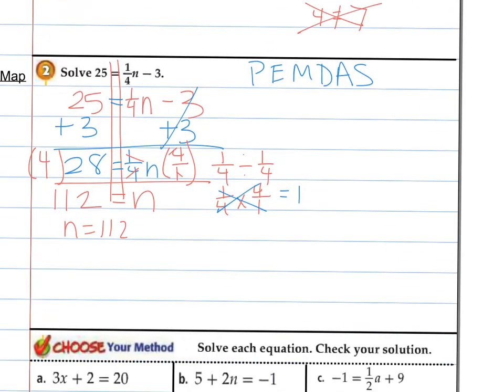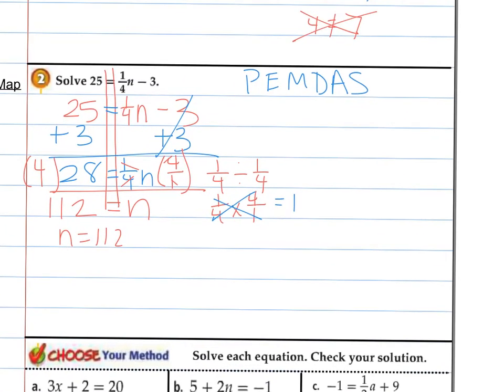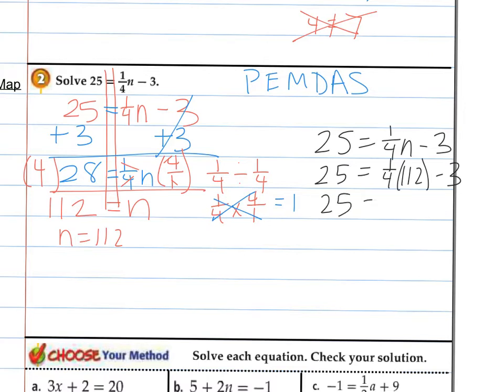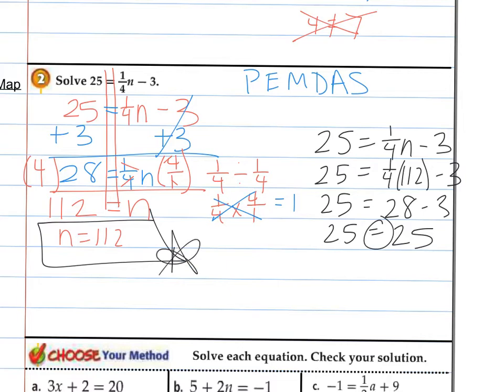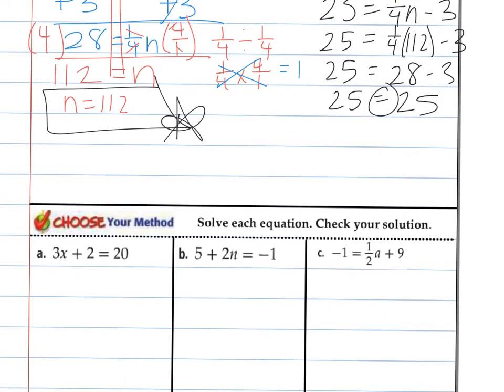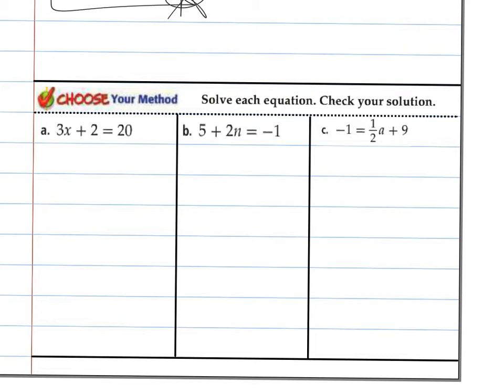So we plug it in. So we say 25 is 1/4 of a number minus 3. So 25 is 1/4 of 112 minus 3. So 25 is multiply, then subtract. And since they're equal, my solution is correct. All right, so why don't you give these a try and then come back and see how you did.